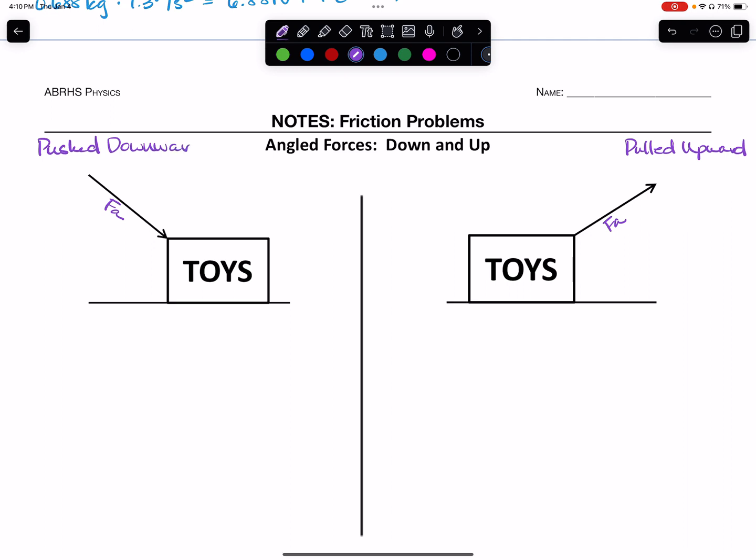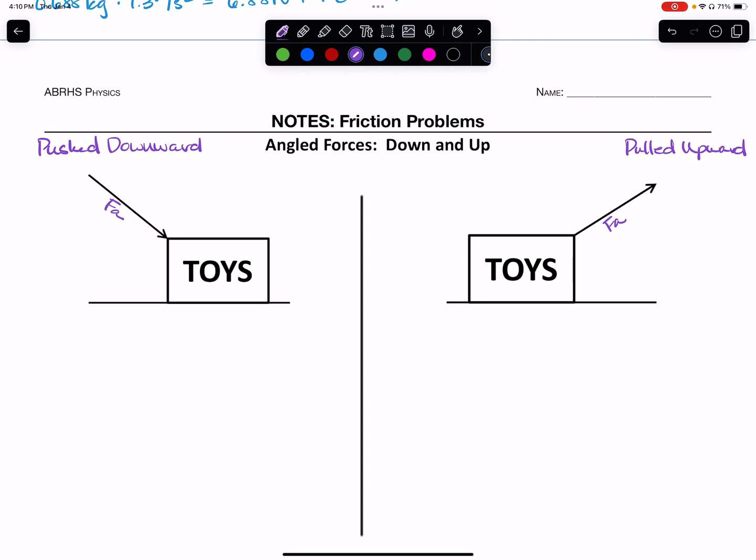The reason I don't want you to get confused with somebody pushing a block through the floor or, on the other side, someone pulling a block up off the floor is that it's just the angle is downward or the angle is upward. The block is still moving horizontally.